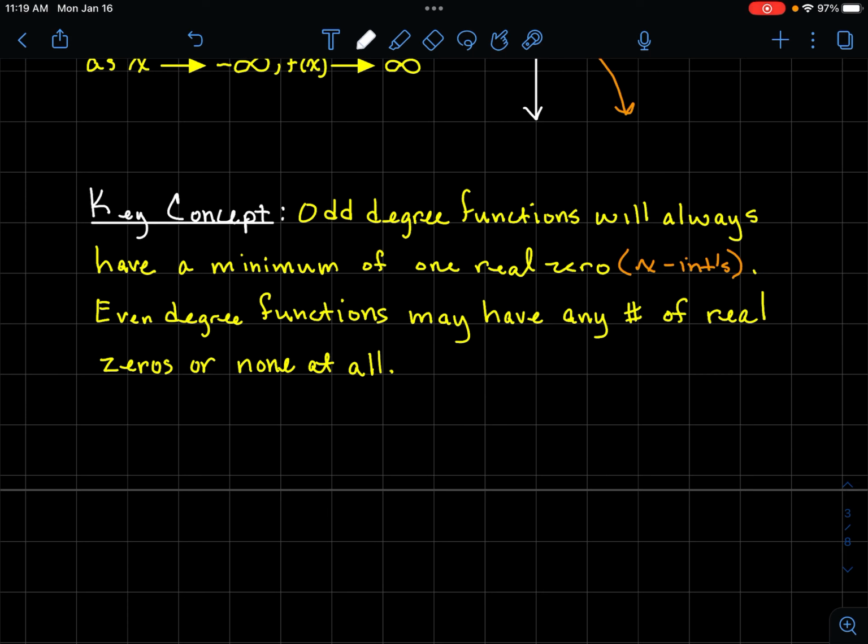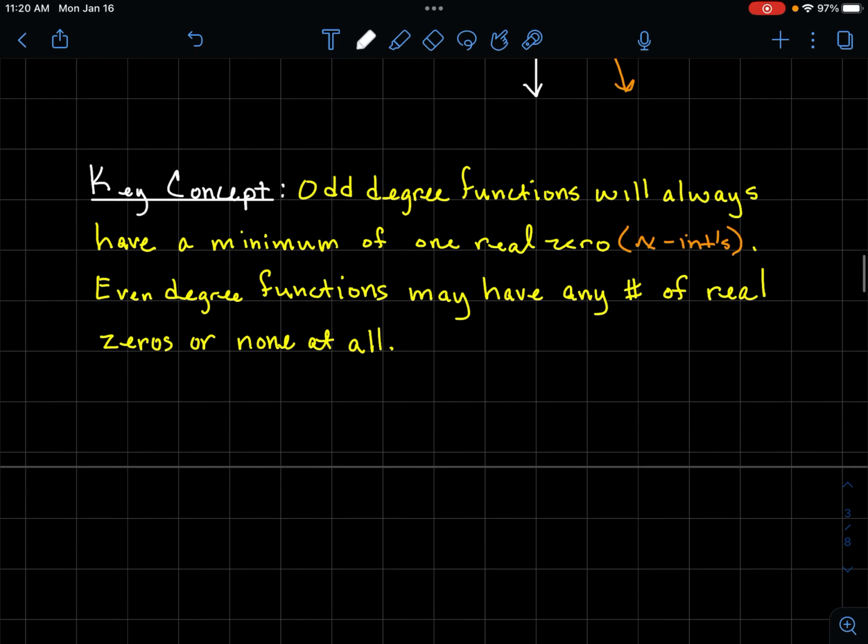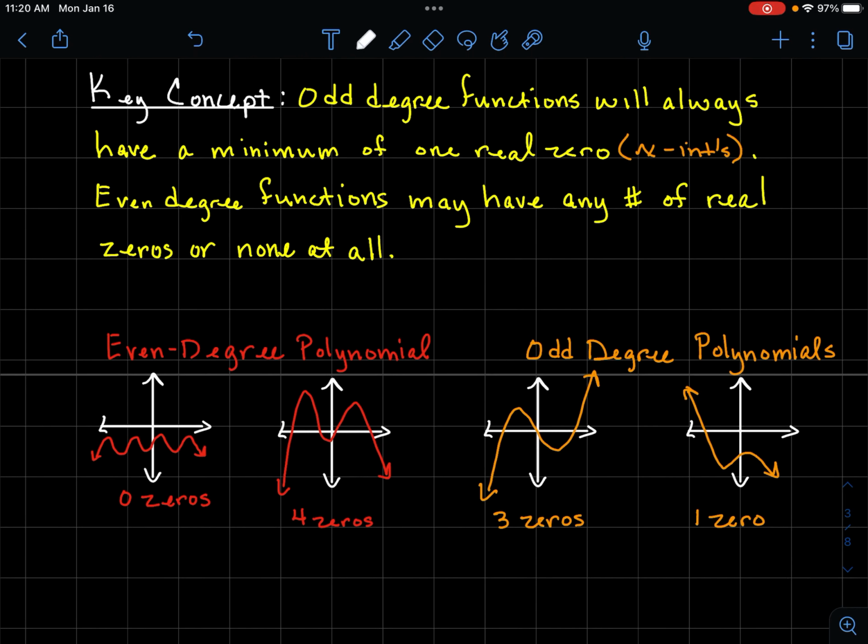Okay. And a key concept that goes with this. Odd degree functions will always have a minimum of one real zero. And just to remind you, a real zero is just an x-intercept. Where does it cross the x-axis at? However, even degree functions may have any number of real zeros, or they may not even have any at all. It may not cross the x-axis anytime.